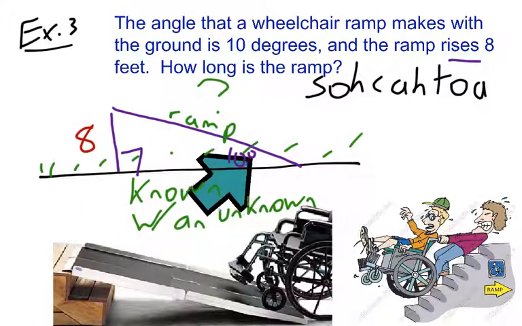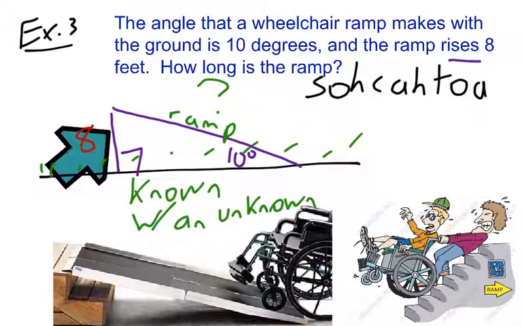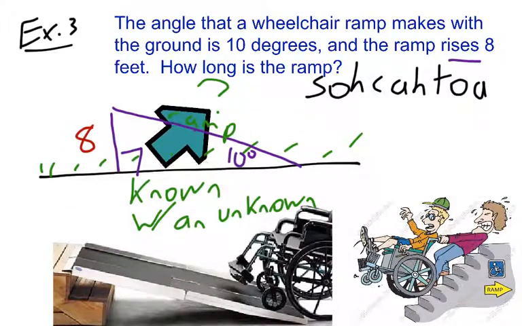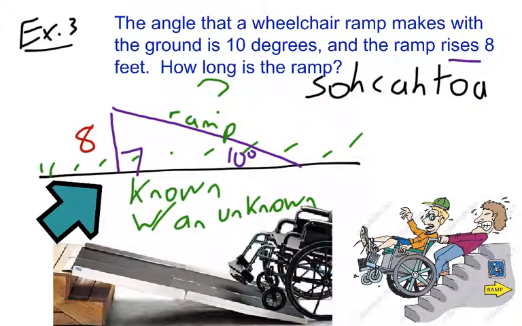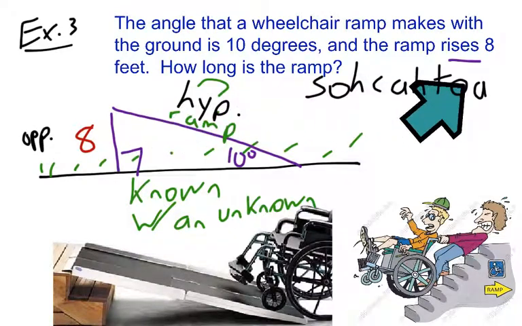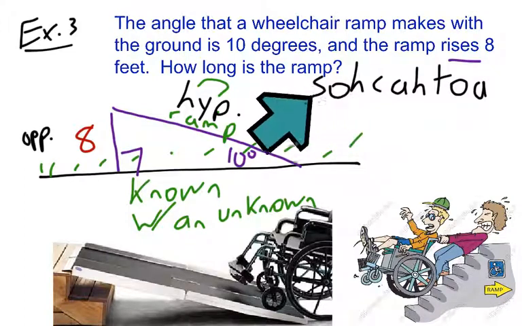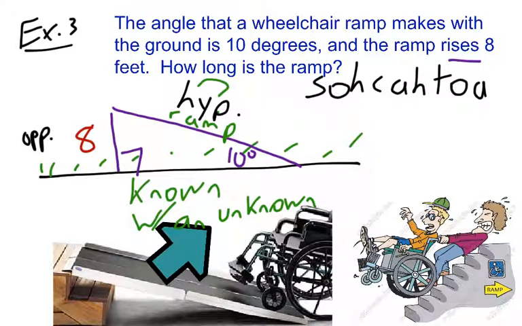So if I have 10 degrees, which one's going to work? Well, I have the known measurement, my opposite of 10. And then what I want to know is the hypotenuse. So this is the opposite of 10, and this is the hypotenuse. So which one uses opposite and hypotenuse? Well, look at your acronyms. So SOH CAH TOA. Opposite over hypotenuse is O and H, so that's sine. So I'm going to use sine, and I'm going to write my ratio down.